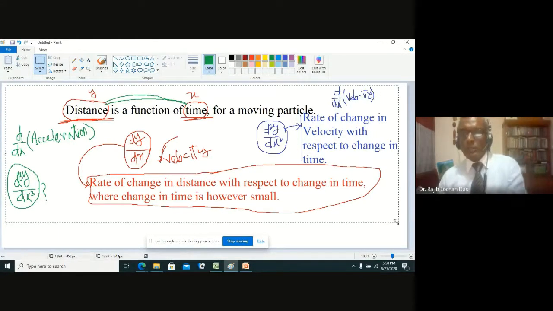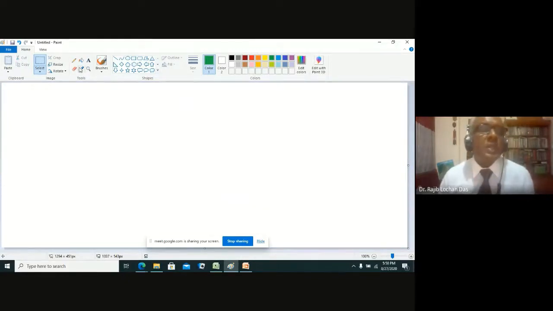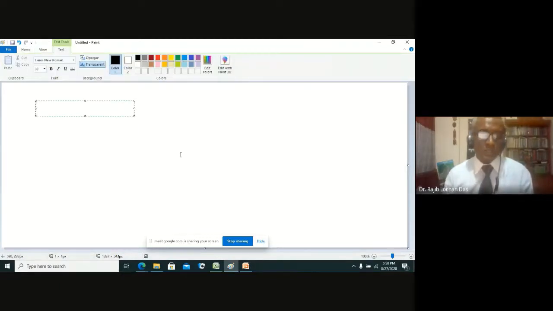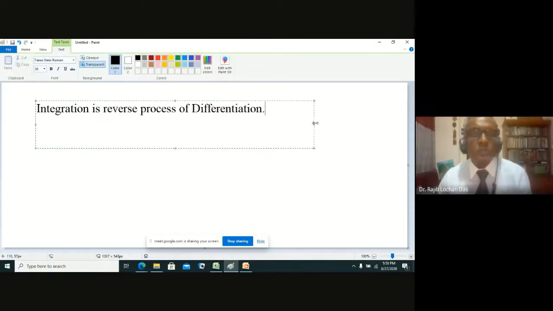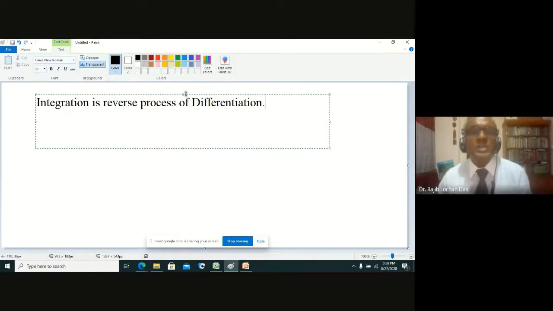Now you can think about integration. Actually, integration is the opposite process. Integration is just the opposite thing. I call this the reverse process of differentiation. Exactly, it is the opposite thing of differentiation. That means if you know the differentiation formula clearly, then the integration formula will be easy for you.